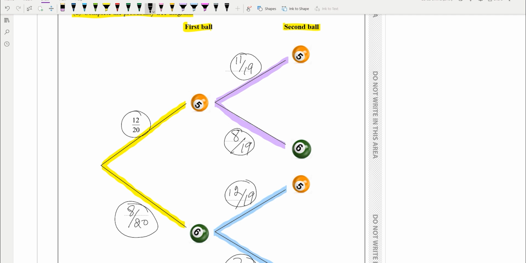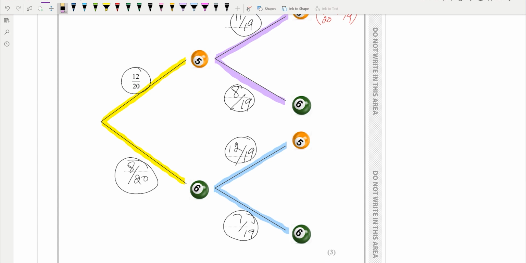And if we want, we can calculate the probability also. For example, what will be the probability of getting 5 and 5? This will be 12 out of 20 times 11 out of 19. So what we have done, we have multiplied these two and got the probability for getting 5.